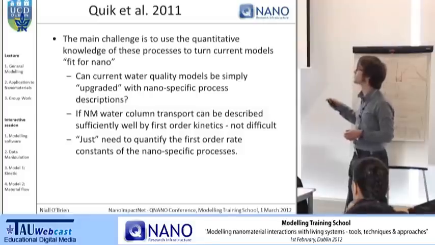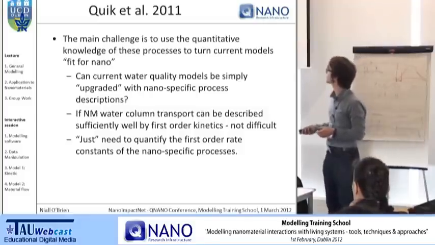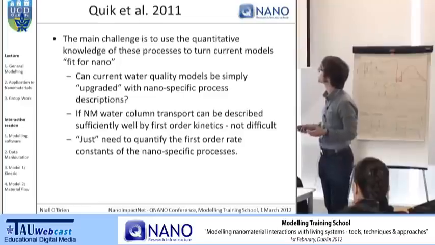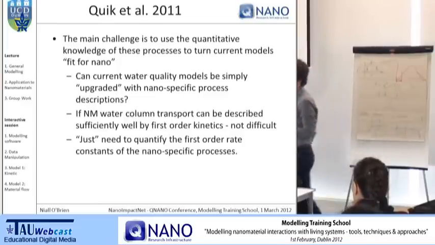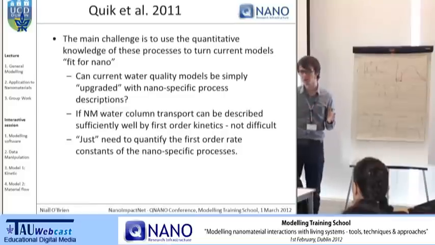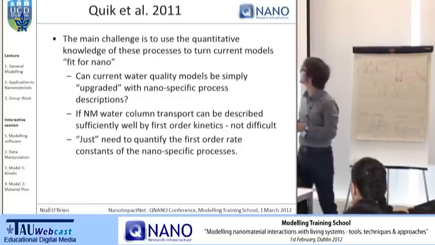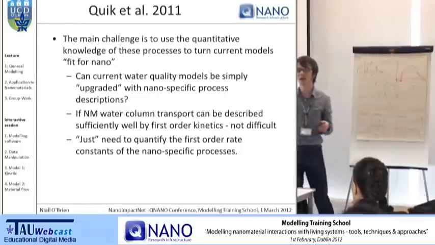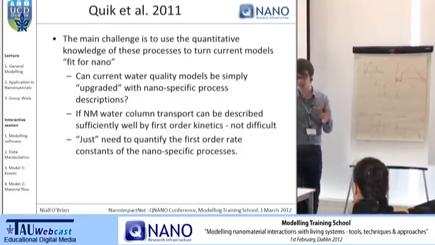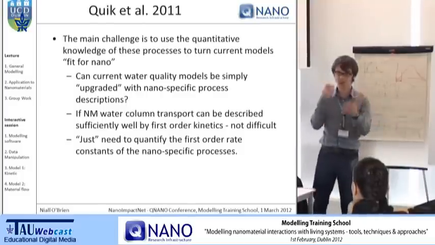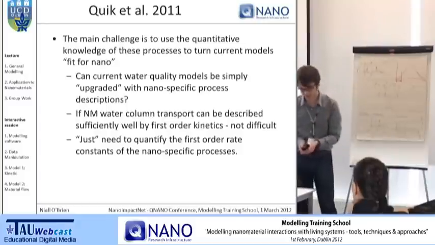If the nanomaterial water column transport can be described sufficiently well by first order kinetics, we just need to quantify these first order rate constants. Now, they're not all first order, but if it can be described sufficiently well, close to first order or with negligible difference, then we just need these rate constants, which is where experimentation can come in.